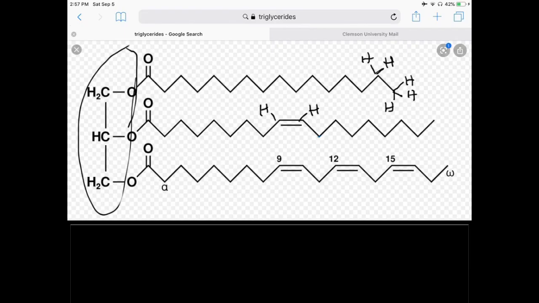And if we're looking at this carbon, I'll use a different color. This carbon that I just circled is attached to 1 carbon, 2 carbons, a hydrogen, and a hydrogen. So that's 4 bonds.